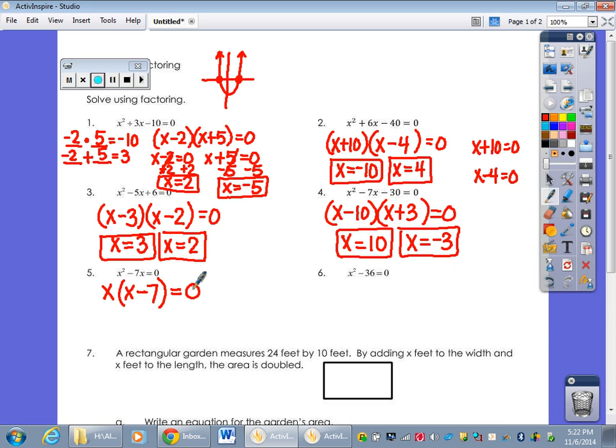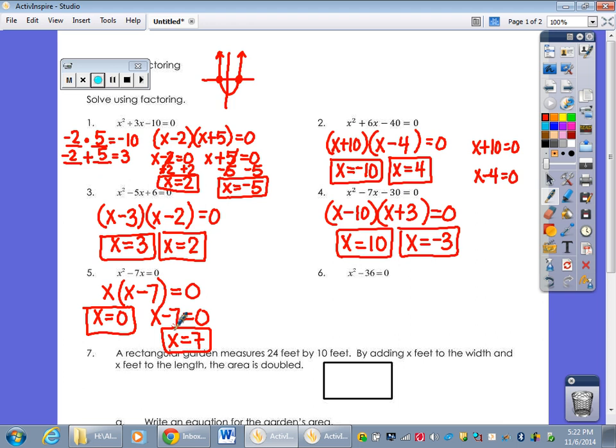And now we would set each individual term equal to 0. So x, which is the first term outside the parentheses, is equal to 0. And then x minus 7 is equal to 0. So here's one of my answers, and then my other answer is going to be a positive 7.